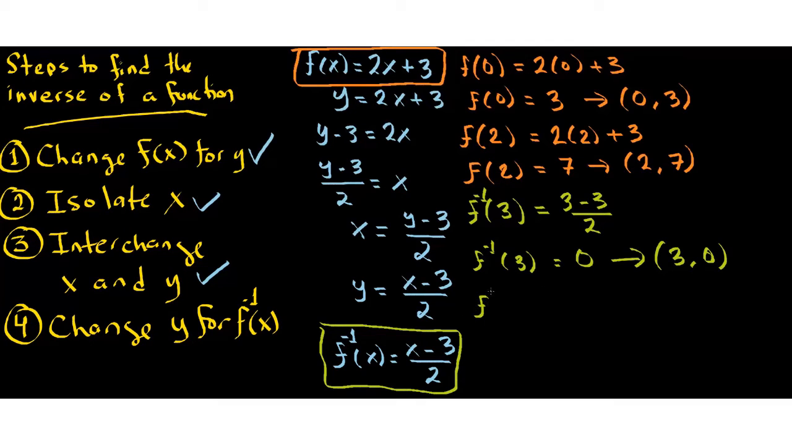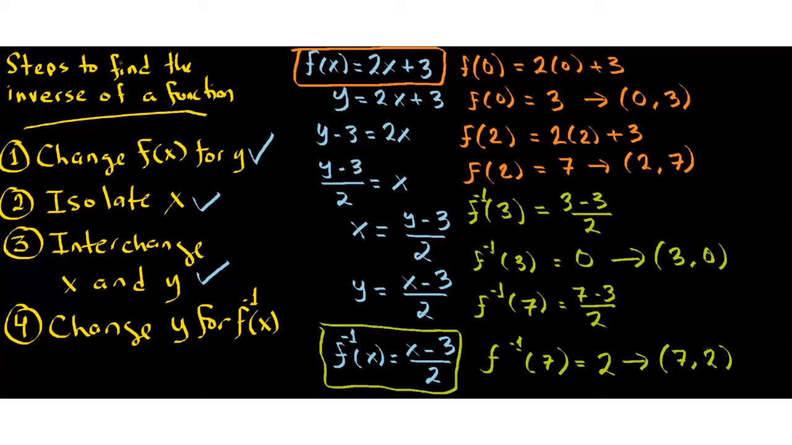Now I'm going to do it again with this number 7. Let's see. Number 7 will be 7 minus 3 over 2. It will be 4 over 2. f inverse of 7 is equal to 2. And this implies that this function passes through the point (7, 2).